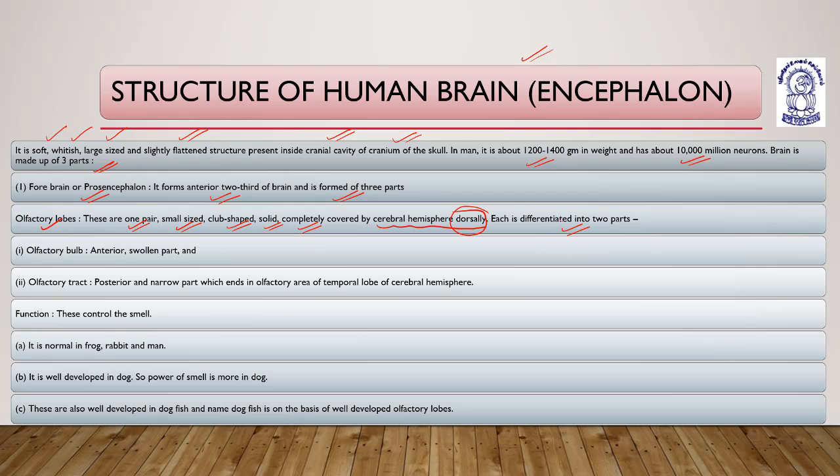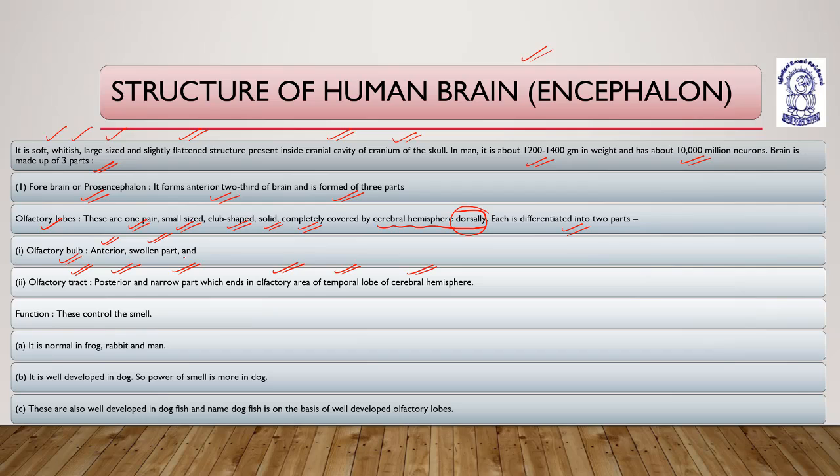As they are paired, each is differentiated into two parts. One is olfactory bulb, which is the anterior and swollen part, and the other one is olfactory tract, which is posterior and narrower part, which ends in the olfactory area of temporal lobe of cerebral hemisphere. Olfactory tract merges into the olfactory area of temporal lobe of cerebral hemispheres.